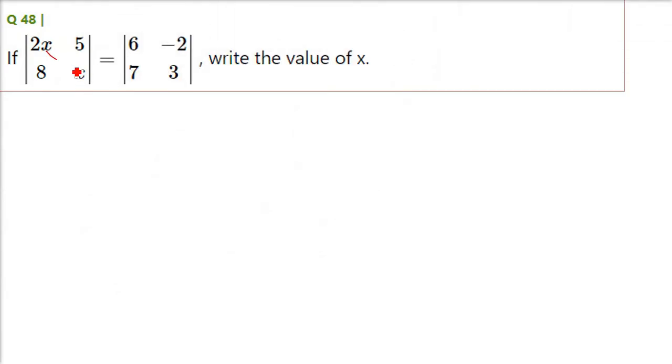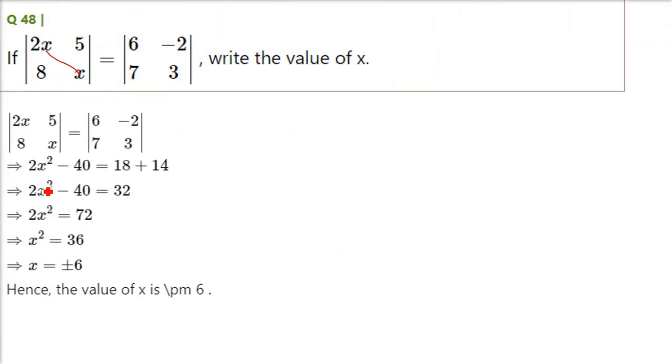Same here, 2x into (x minus 5) into 8. So 2x square, 5 is a 40. And this is 6 is a 18. And 7 into minus 2 is 14 plus 14. X is plus minus 6.